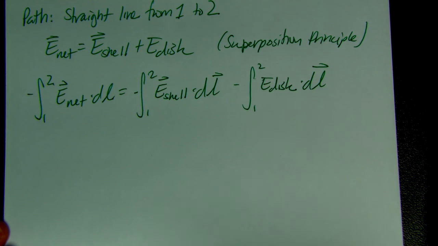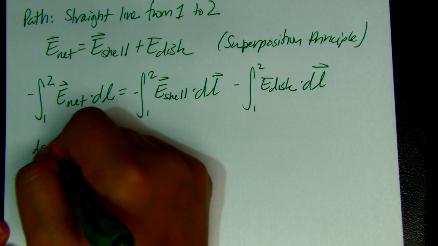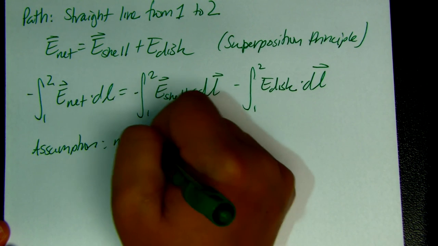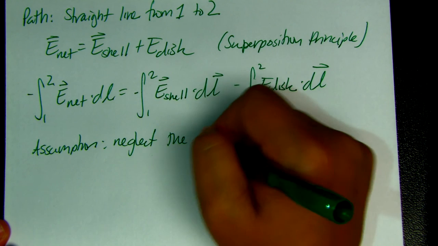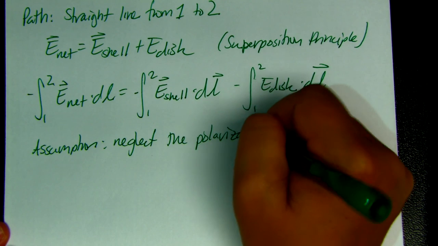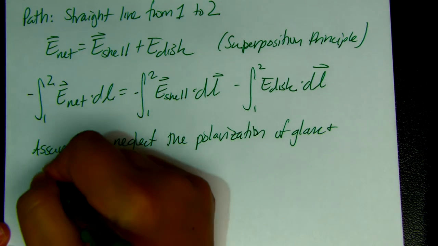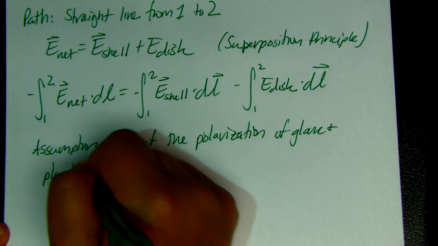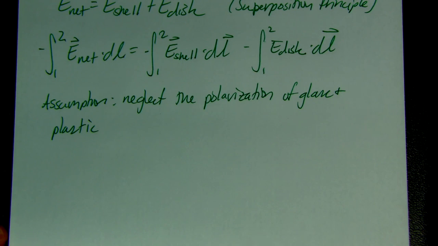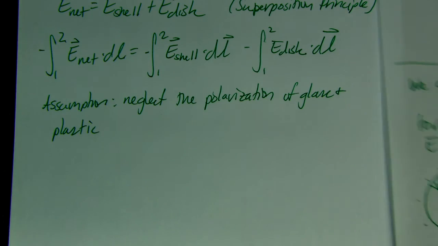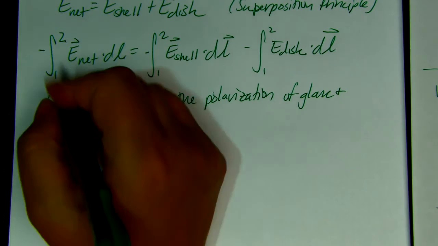All right, so we're going to make a quick assumption and neglect the polarization of glass and plastic. We know it will polarize, we know it's going to make a tiny field, but the point is it's a very tiny field. And the fields from the charged nature of these two objects are going to greatly outweigh that.